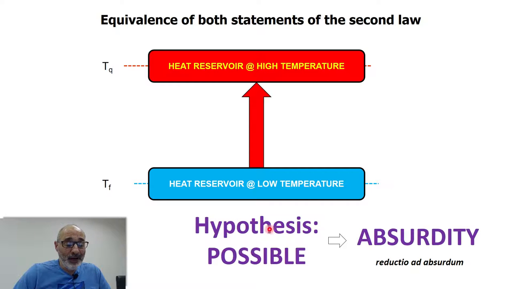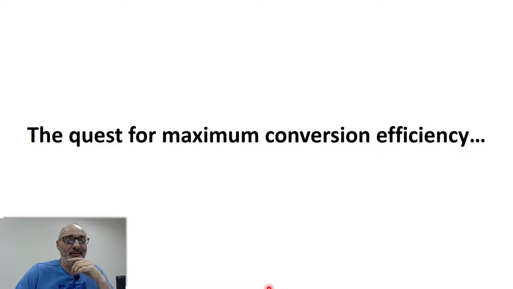Okay, so by assuming that Planck's impossible machine is possible, we get an absurdity. Okay, so this is a proof by reducing to an absurdity. So that means that our hypothesis is wrong and this is impossible. Okay? I hope you managed to follow. So let's come back to the problem of searching for maximum conversion efficiencies.